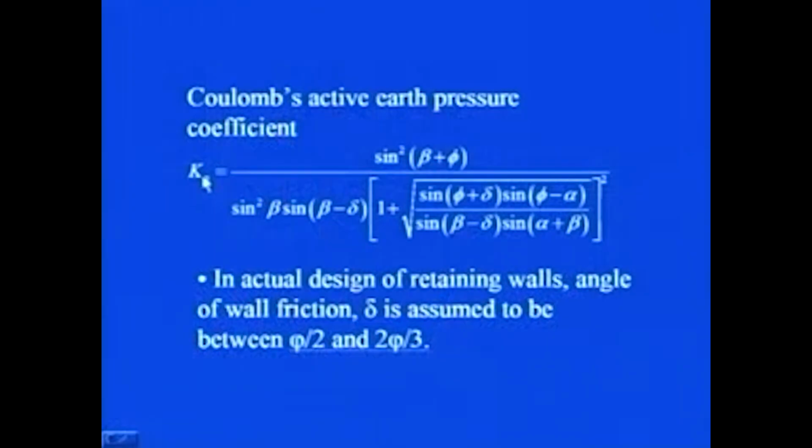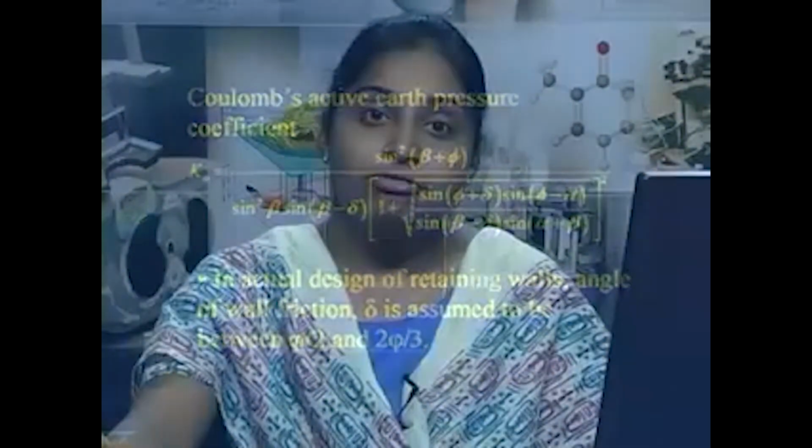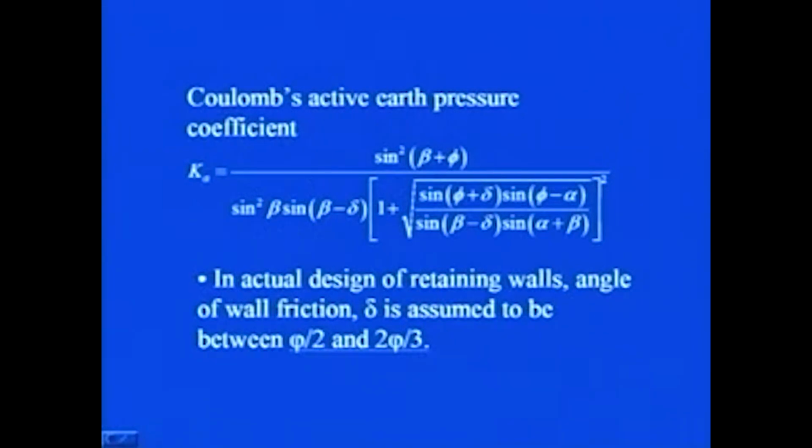So, you see this Ka expression is given by this expression. It is not necessary to remember this long expression, as the standard values for different corresponding values of beta, phi, delta and alpha, this Ka value has been given in standard books. So, you can use those values directly in spite of using this particular expression.